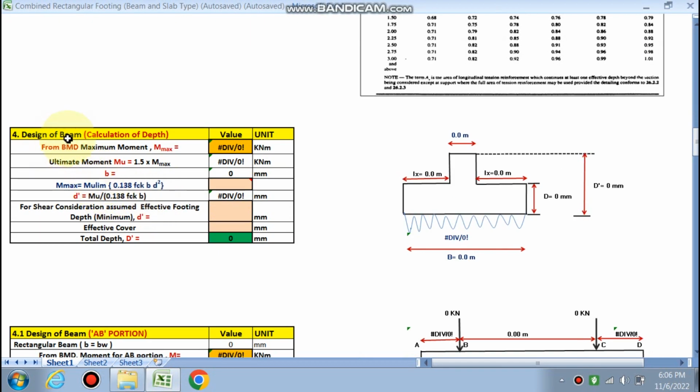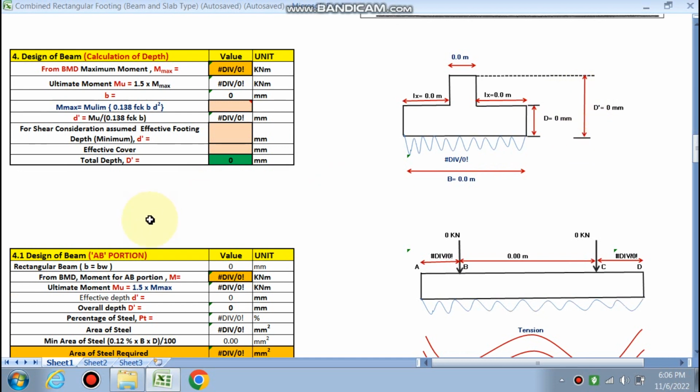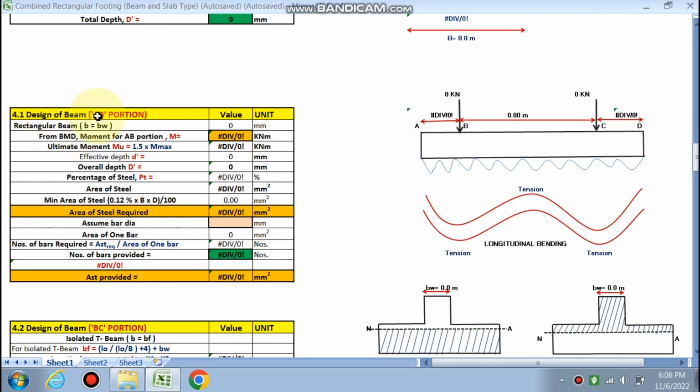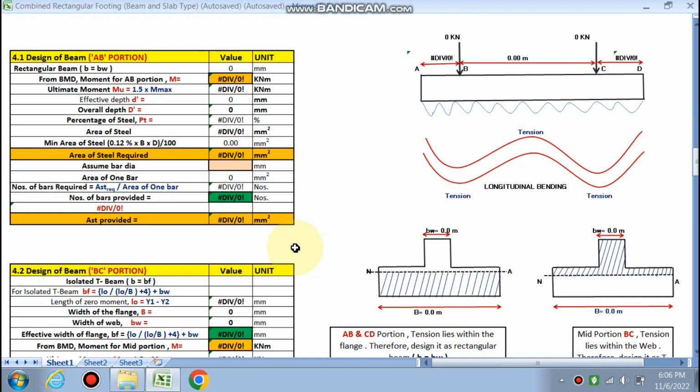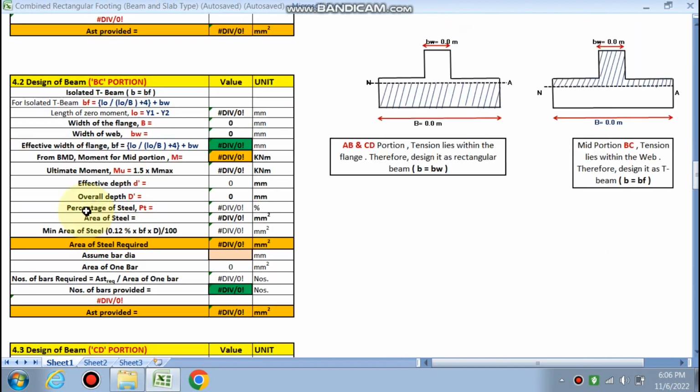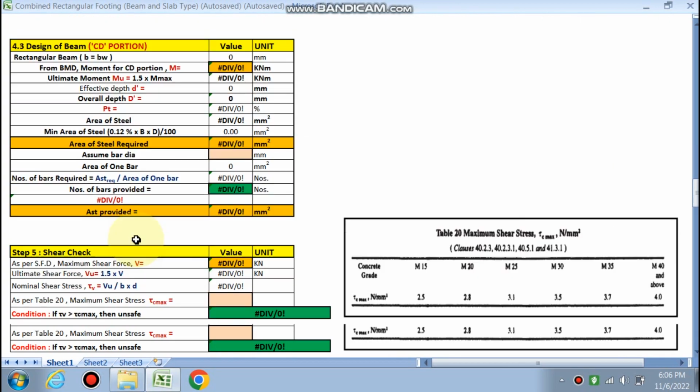Next is the design of the beam. We will calculate the depth of the beam. Then the design of the beam according to the bending moment, where in this portion AB, the tension is in the bottom portion. In this portion BC, the tension will be in the hogging portion, that is the negative bending moment. So we will design it accordingly. So BC portion, next is the CD portion.